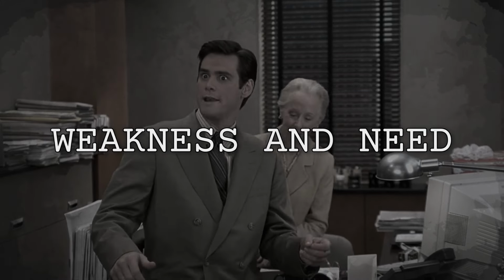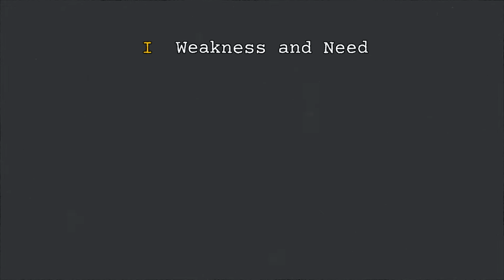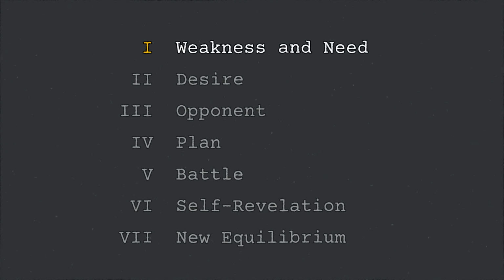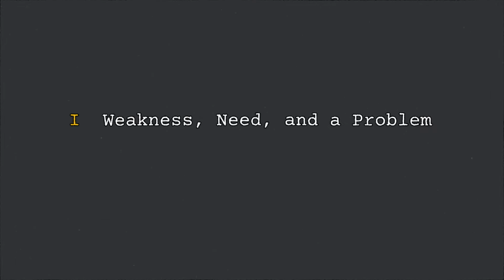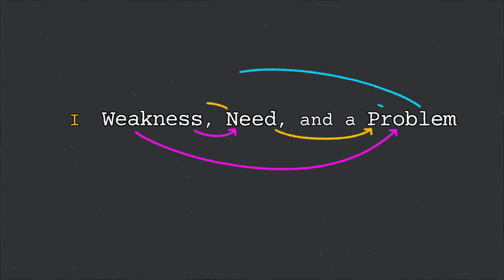Concepts we'll discuss more in depth in the next step. Weakness and need is the first of our 7 core steps. Though I think weakness, need, and a problem is a more appropriate title since all 3 are important here and inform each other. Every story should have a hero with a psychological weakness, a character flaw that stunts or harms their life, like being a workaholic or dishonest.